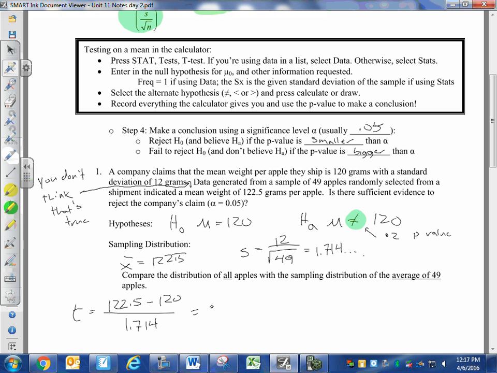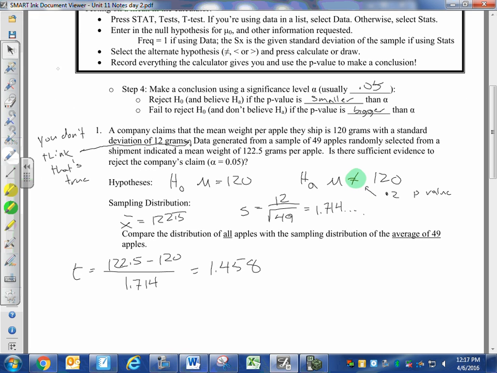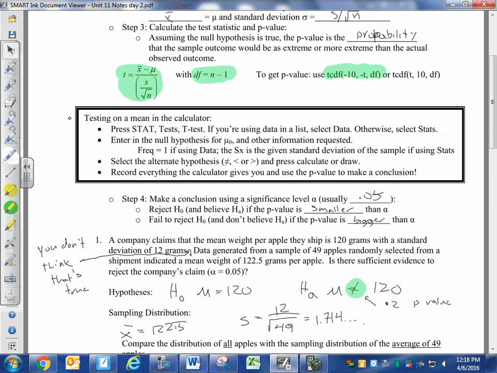That is your t-value. We can now find our p-value. Before we used normal CDF, but we're not going to use normal CDF anymore. We're going to use tcdf. Go to second DISTR.